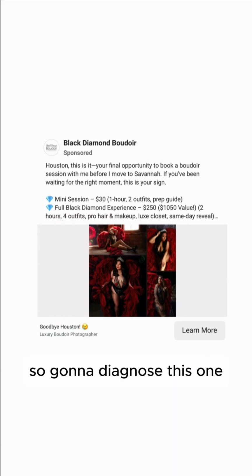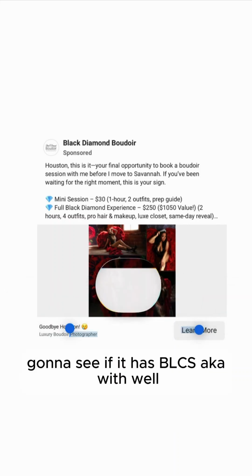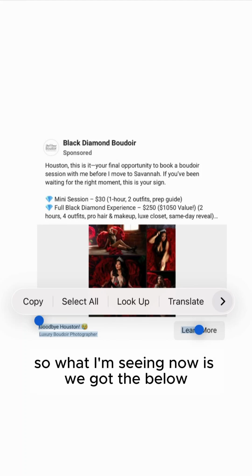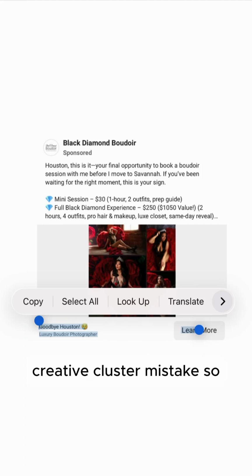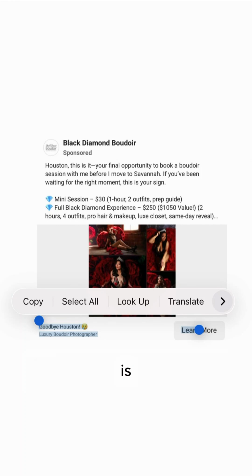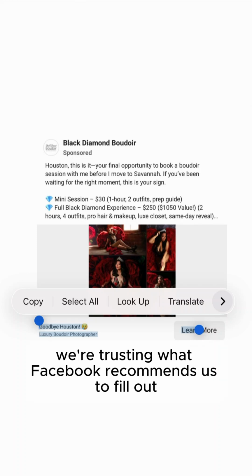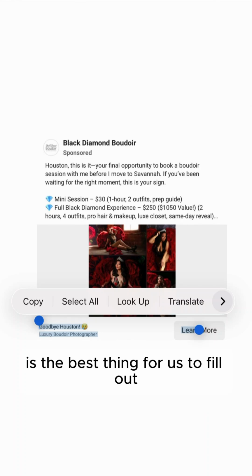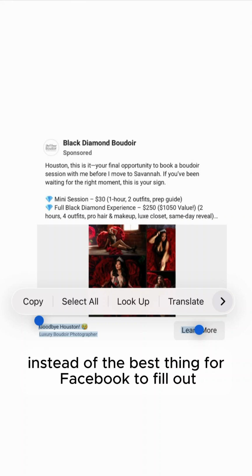So going to diagnose this one. We're going to see if it has BLCS, aka Boudoir low click syndrome. So what I'm seeing now is we got the below creative cluster mistake. The false belief that caused us to make this mistake is that we're trusting what Facebook recommends us to fill out when we create our ad is the best thing for us to fill out instead of the best thing for Facebook to fill out.